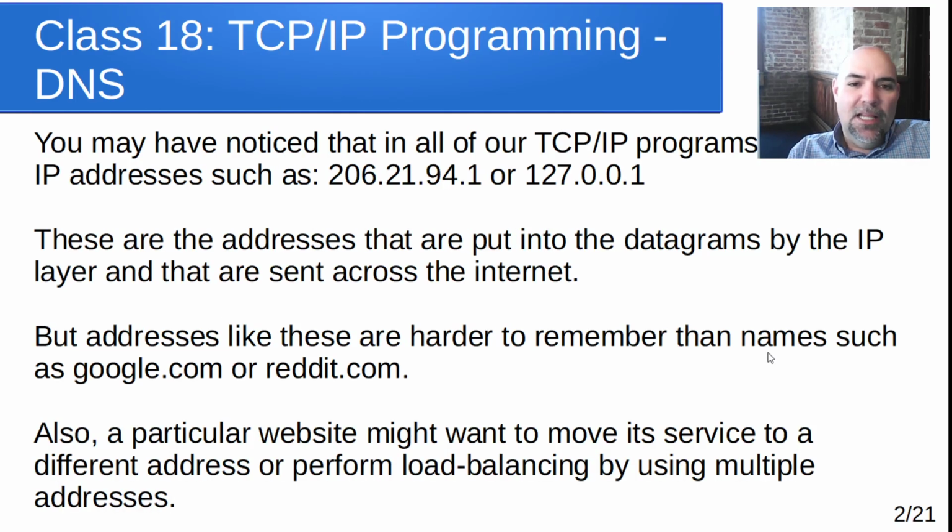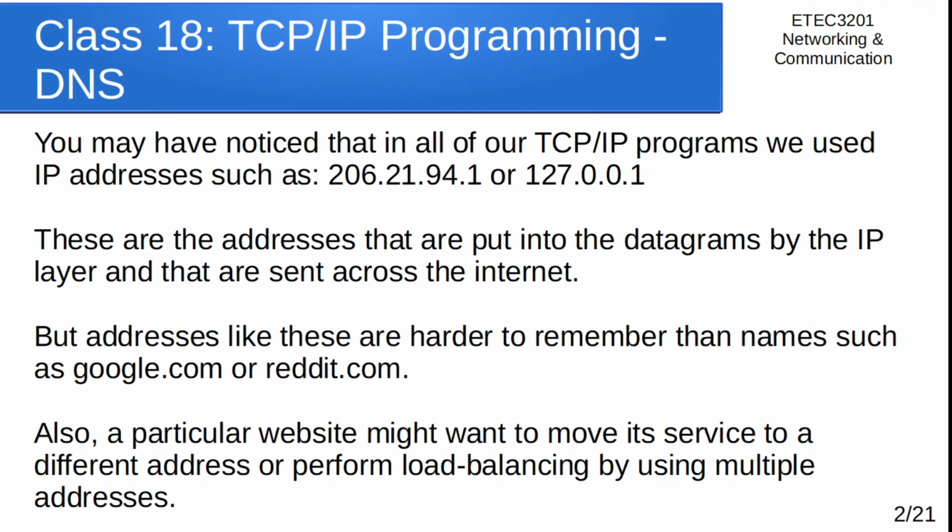What DNS is: you may have noticed that in the programs we wrote, we were using IP addresses, such as 127.0.0.1 for the local host, or, for example, the CET network that you're on, 206.21.94.1, or whatever. Using these IP addresses is what actually goes into the datagrams to route them. It has to have those addresses in there at the IP layer.